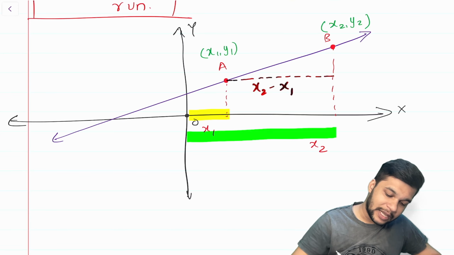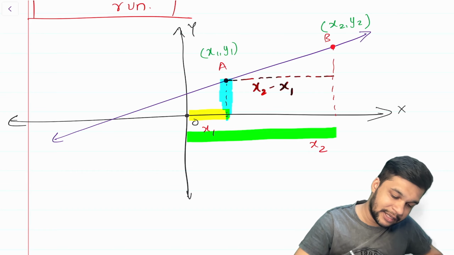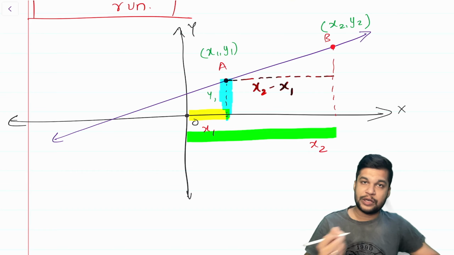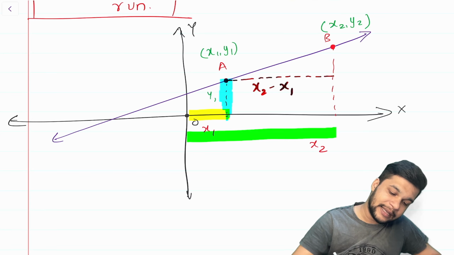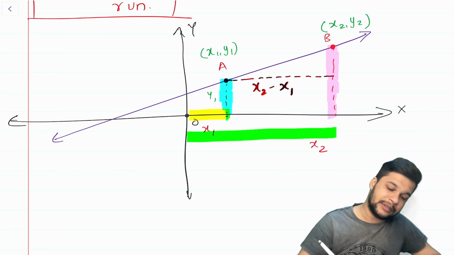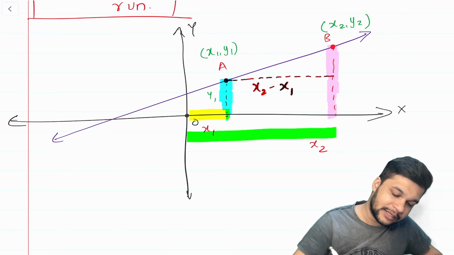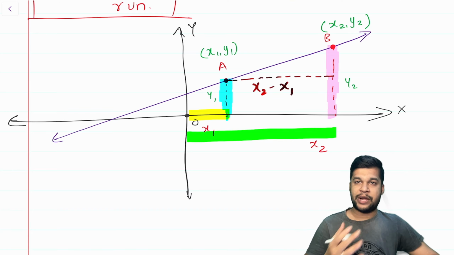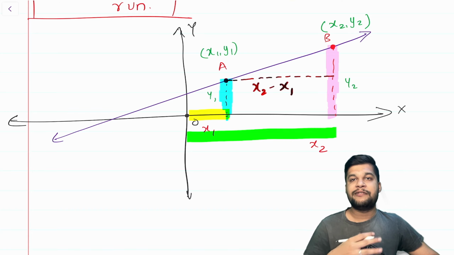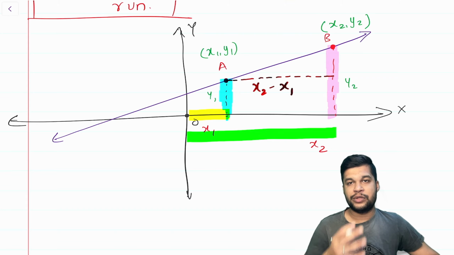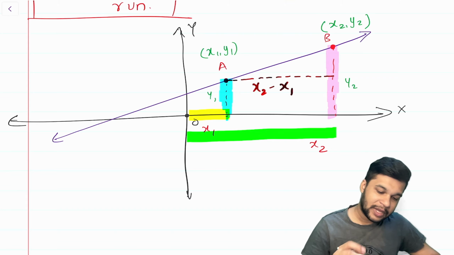Similarly, can I say that this distance over here is y1? Of course I can say that. And can I say that this distance over here is y2? Yes, so this distance is y2. Why? Because the y-coordinate of point B is y2. So this whole distance will be y2, right?